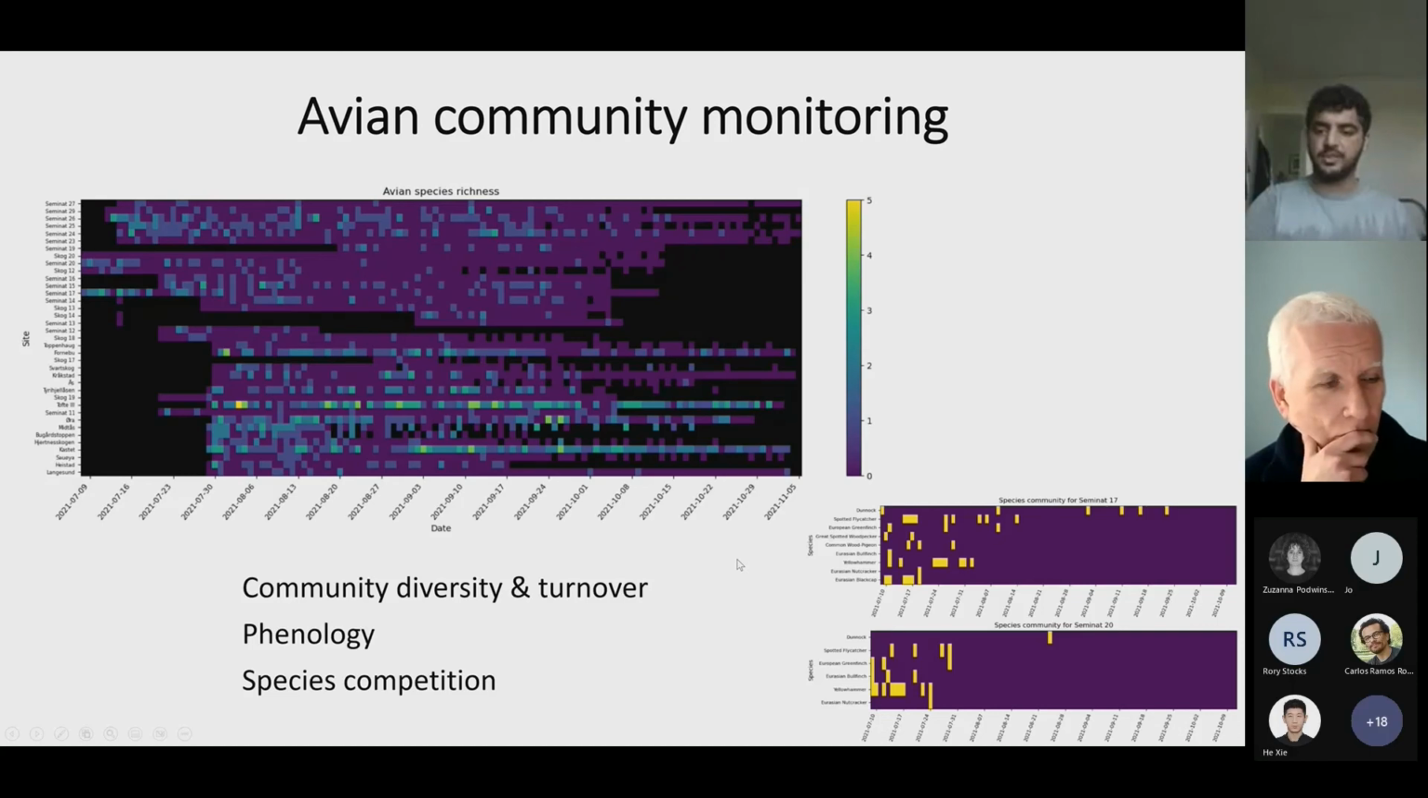And then actually within each site, we can tell you more than just the species richness. We can tell you exactly which species were there and which were not. This is really valuable data that's going to tell you about community diversity, turnover, phenology of species, what date did they leave that area, and also interspecies competition. If you start looking at whether this species was always there and that one was not, you can understand how they're maybe interacting.